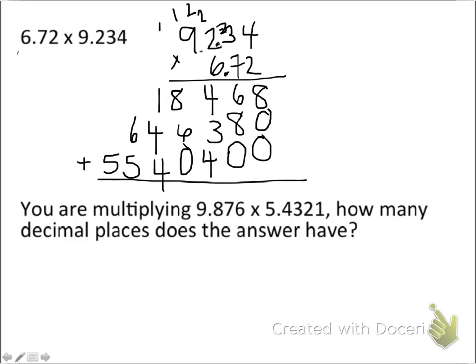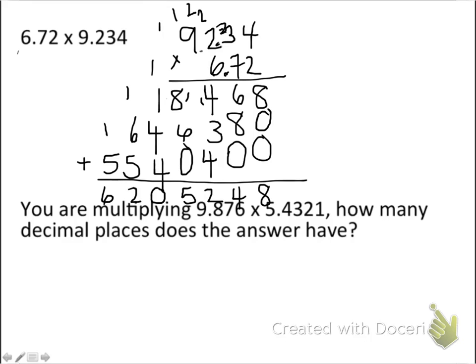8 plus 0 is 8. 6 plus 8 is 14. 4 plus 3 plus 4 is 12. 8 plus 6 plus 1 is 15. 1 plus 1 plus 4 plus 4 is 10. 6 plus 5 is 11, plus 1 is 12. 5 plus 1 is 6. Alright, we've multiplied like normal.